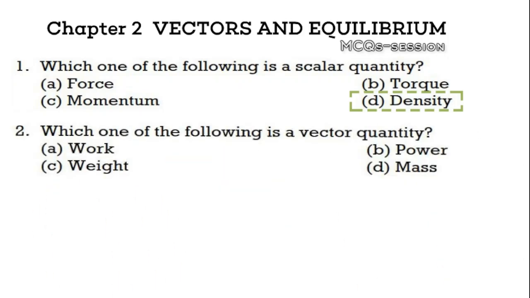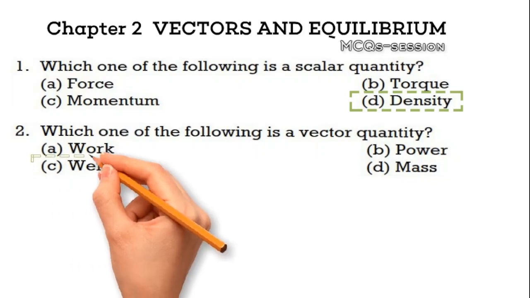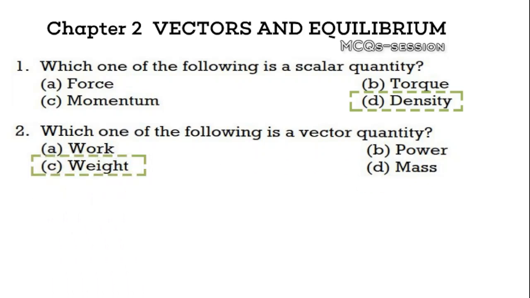Question 2. Which one of the following is a vector quantity? Options: A. Work, B. Power, C. Weight, D. Mass. Pause the video and take a guess. The correct answer is C. Weight. Explanation: weight is a vector because it has a direction pointing toward the center of the Earth due to gravity. The other options, work, power, and mass, are scalar quantities with only magnitude.